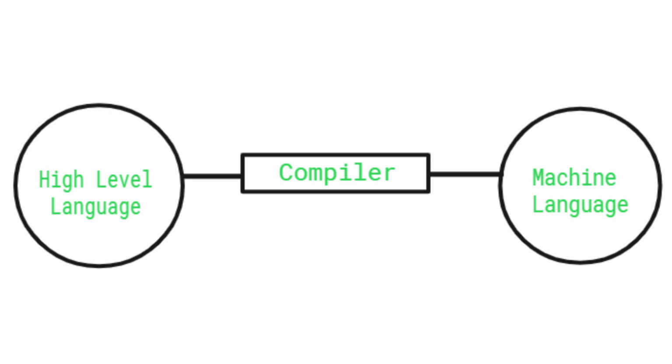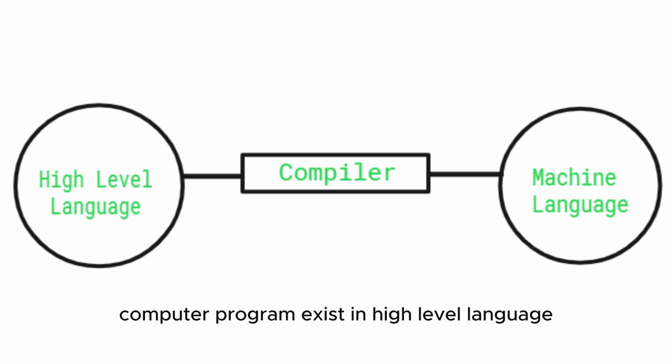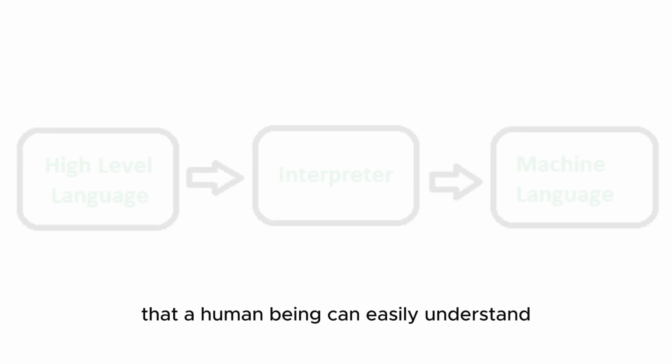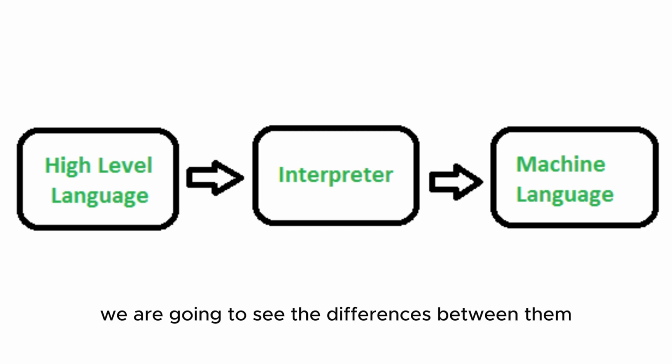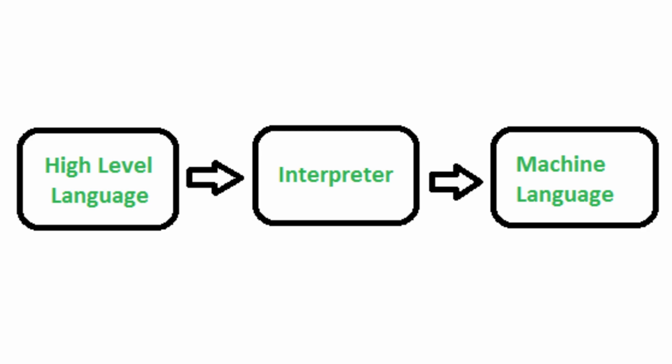In general, computer programs exist in a high-level language that a human being can easily understand, but computers cannot understand the same high-level language. So for the computer, we have to convert them into machine code and make them readable for the computer. In this video, we are going to see the differences between them.